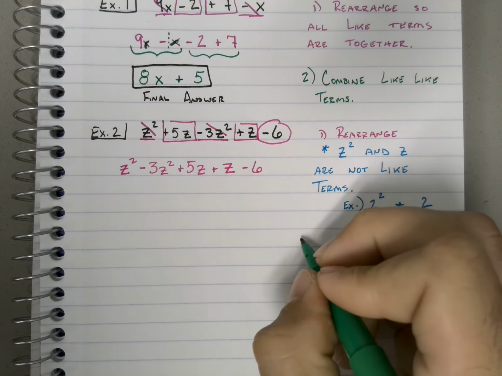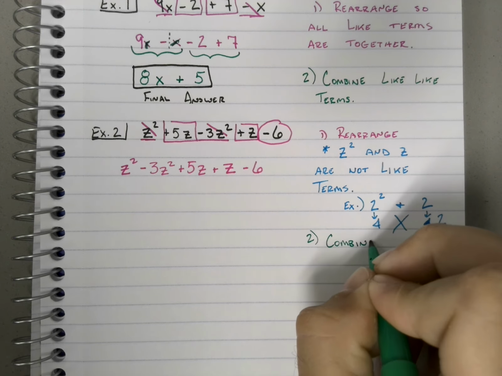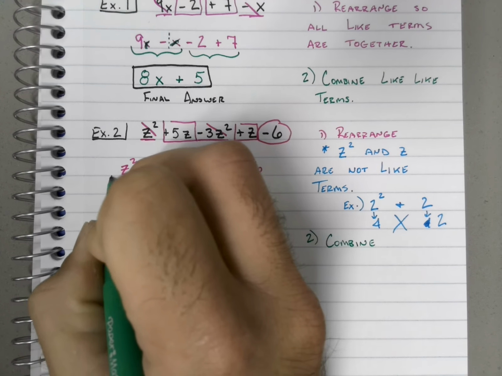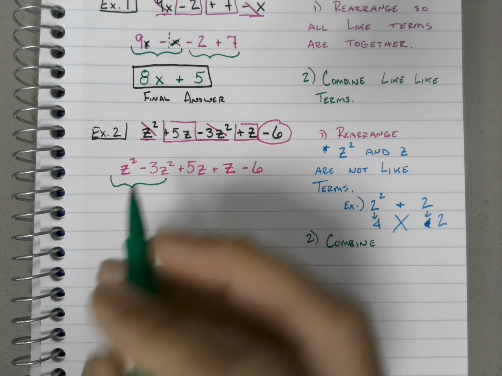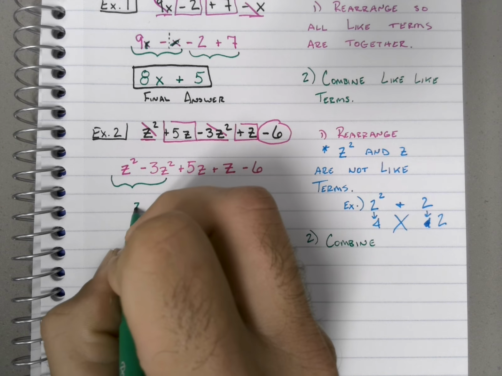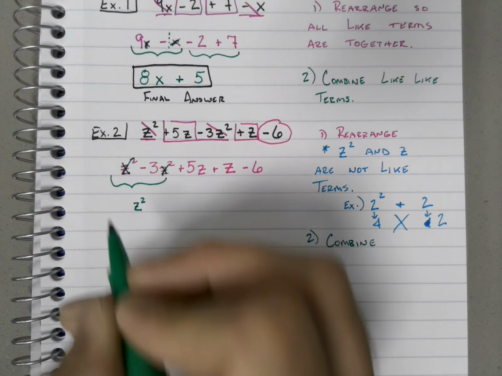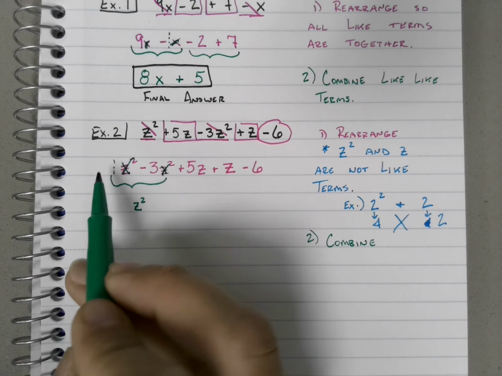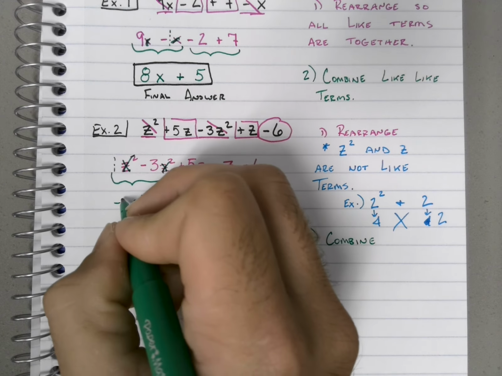So we've rearranged. Okay. Now, this may look a little simpler to some of you. So step 2, let's combine. So if I go here, z squared and negative 3z squared, what do they have in common? They both have a z squared. Let's drop my z squared. Put my invisible 1 here. What is 1 minus 3? That's going to give me negative 2.